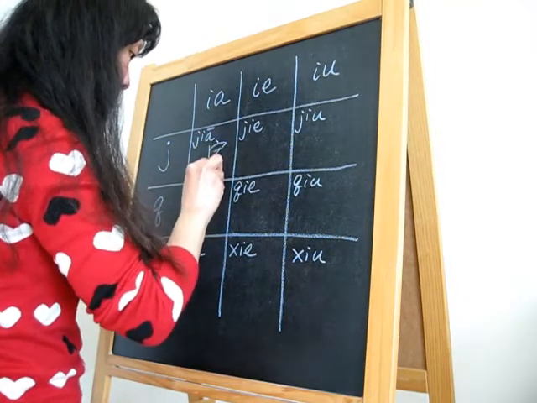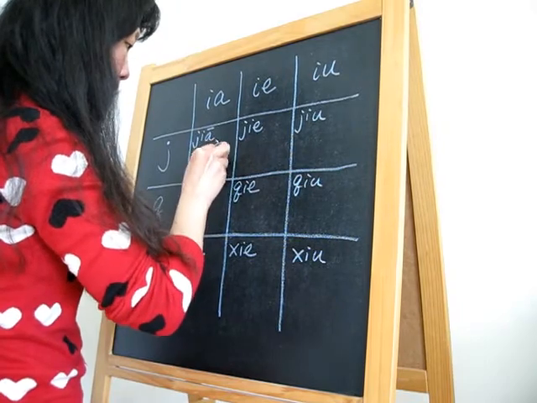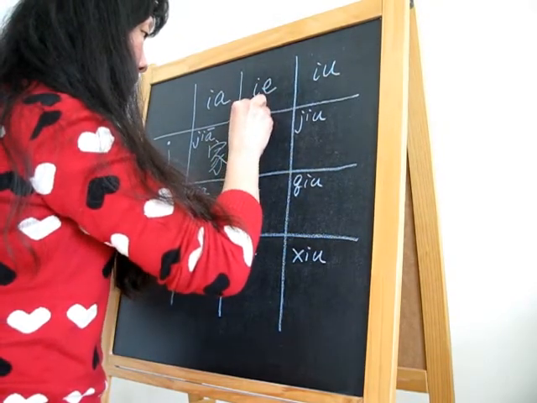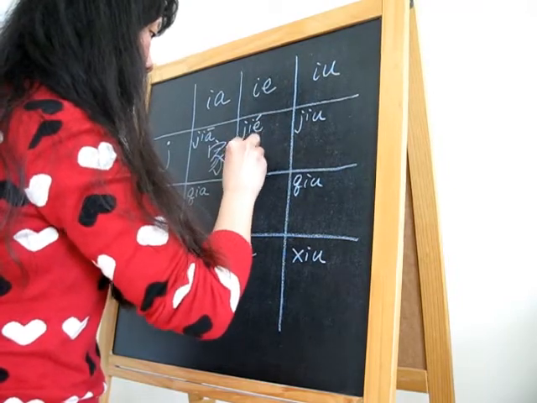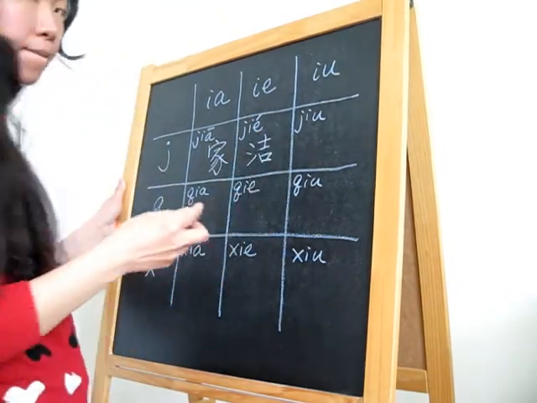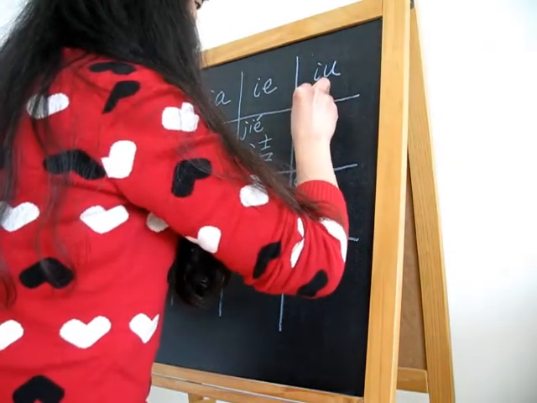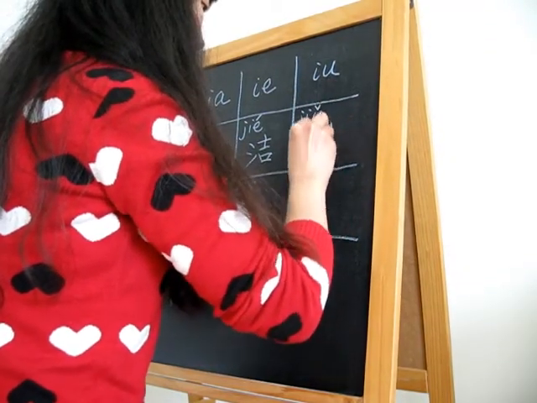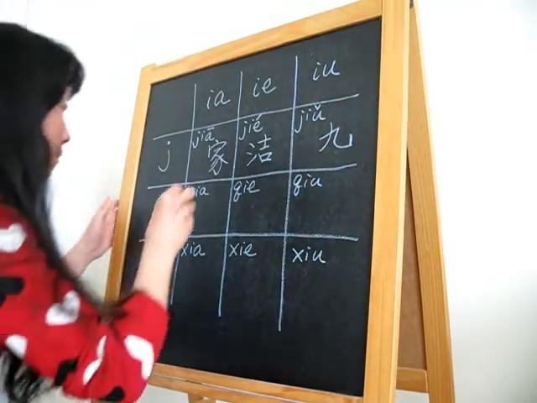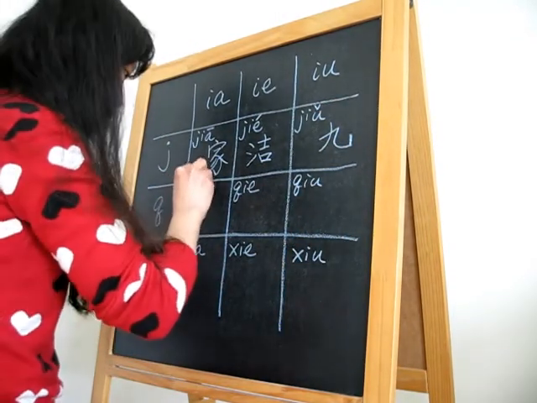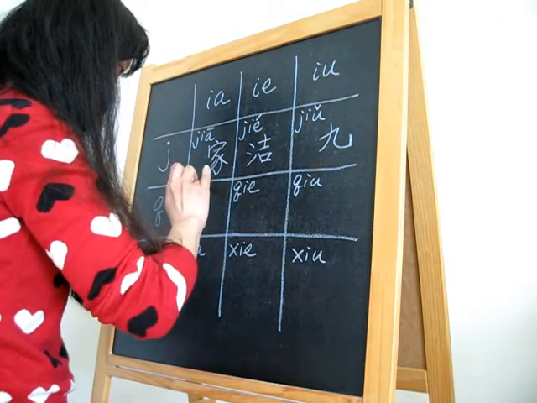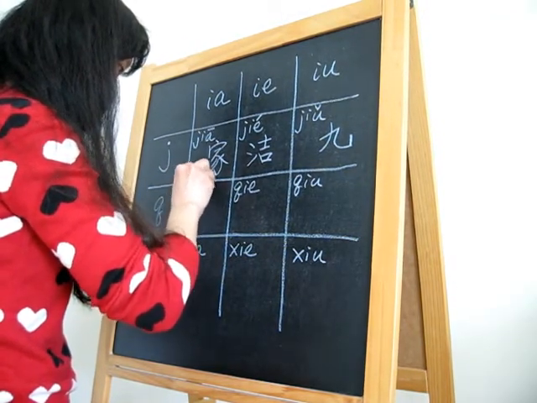The first one, I put first tone, jia, which means home or family. The second one, I put second tone, jie, which means clean. The third one, I put third tone, jiu, which means 9. The number 1, 2, 3, 4, 5, 6, 7, 9. So that's the character for 9.